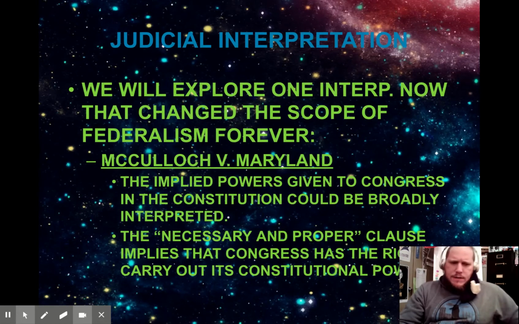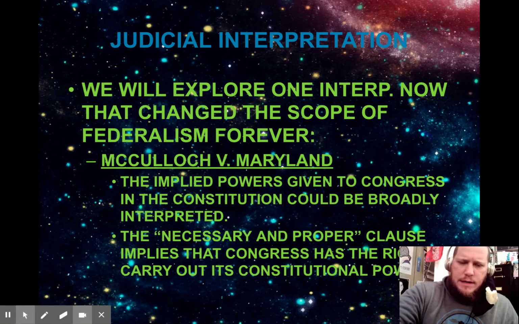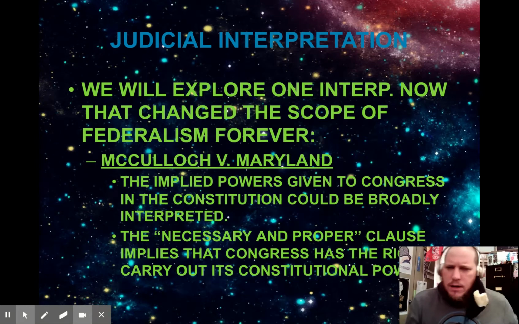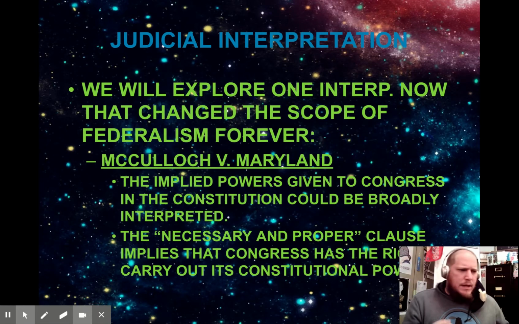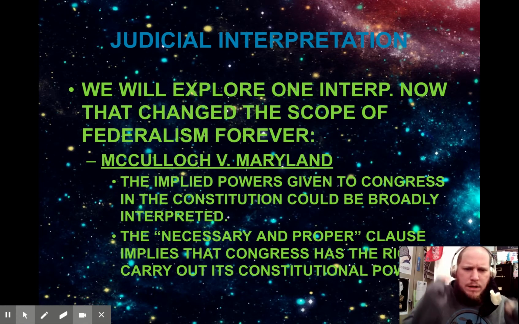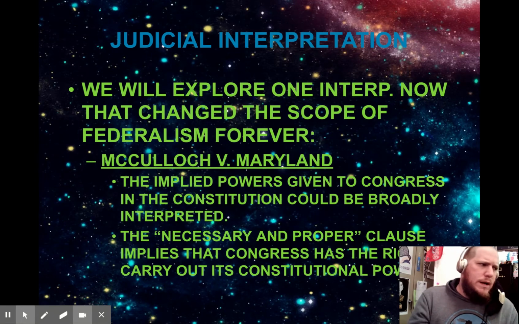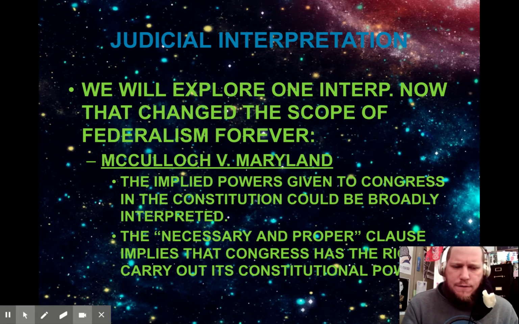So the first case that really starts the process and gets the seesaw bouncing up and down is McCulloch versus Maryland. This Supreme Court case is important because it is the first case to operationalize the necessary and proper clause. That weird, sticky language that Congress has the powers necessary to implement the foregoing powers. This is where we see it used for the first time.